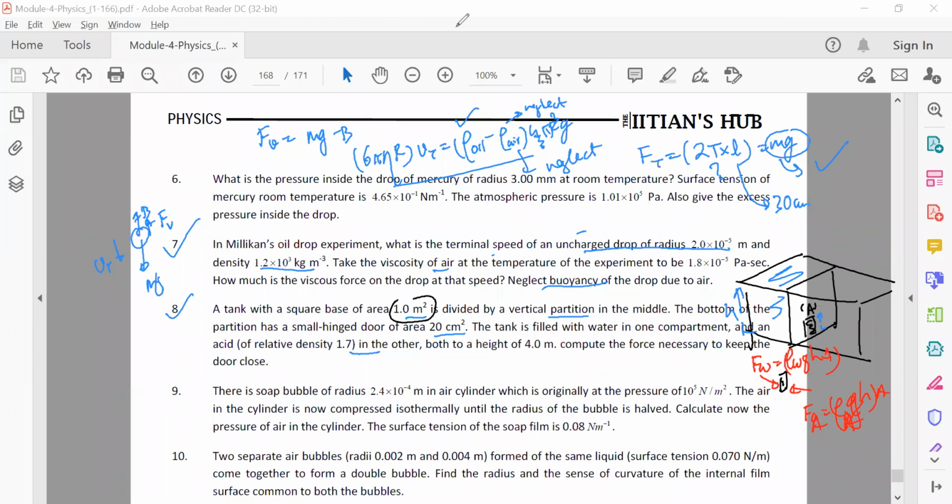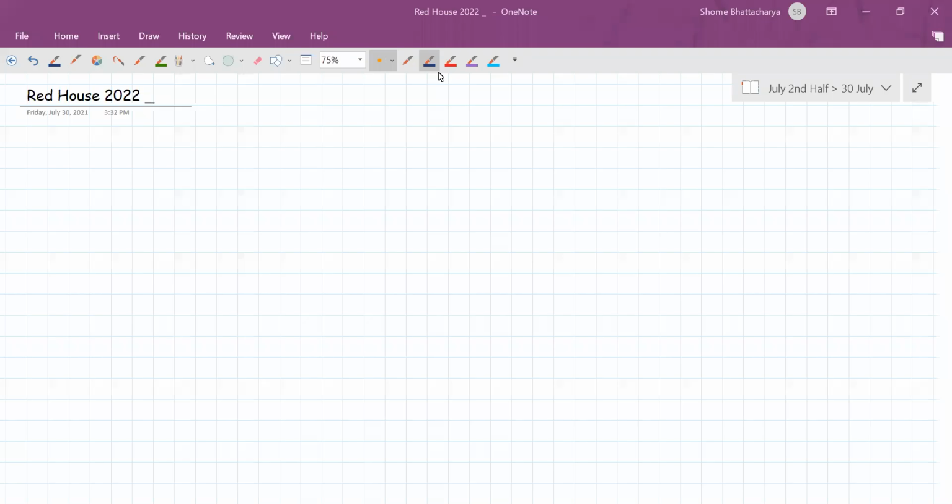Okay, then we had question number 9, right? Let's discuss this. So a bubble of this much. The air is now compressed isothermally. Yeah, this is a good question, so I'll explain this question separately to you. Just give me a moment.